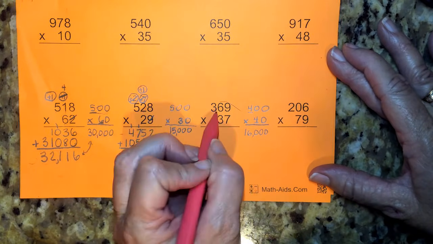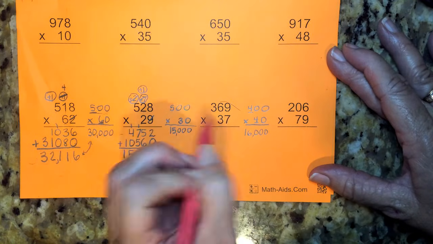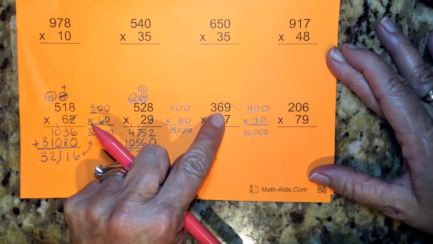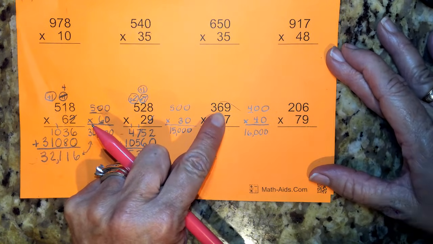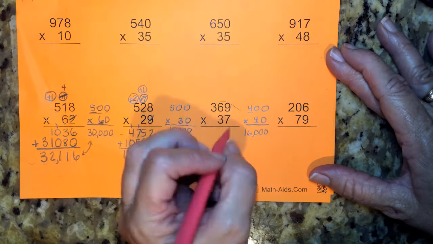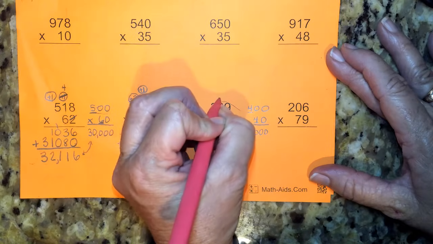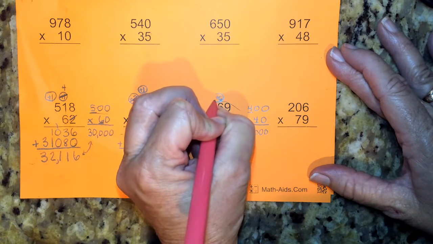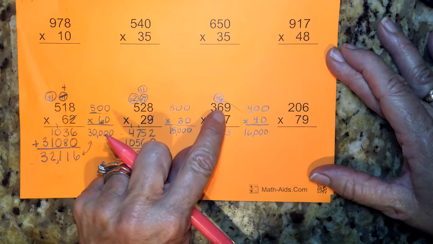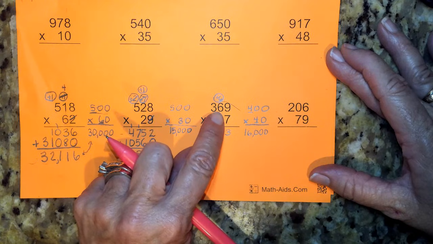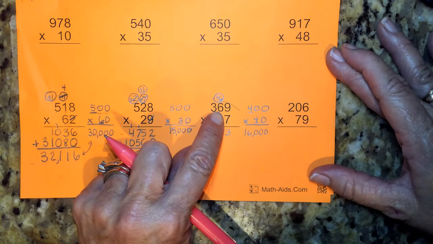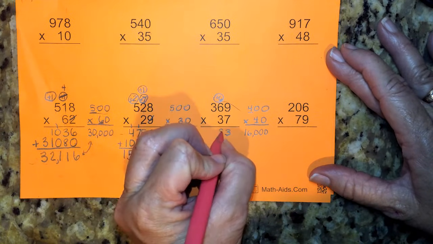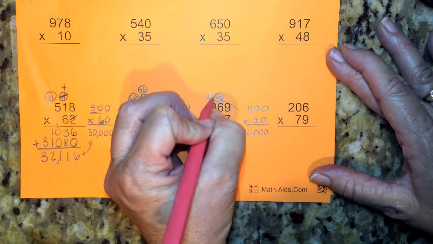All right, now we have 369 times 37, and we're only going to think about the 7 first. 7 times 9 is going to give you 63, so you're going to record the 3, carry the 6 to the middle digit. We have 7 times 6, which is going to give you 42, plus 6 more, that's going to give you 48. So record your 8 and carry your 4.